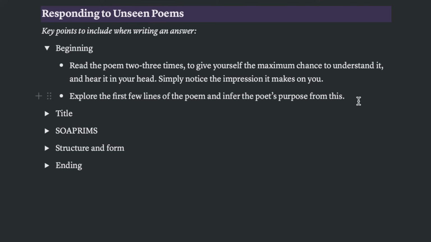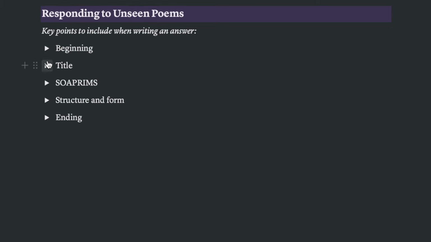So the first thing you need to talk about as soon as you start your essay is the beginning of the poem. As soon as you start your essay, just start talking about the beginning of the poem and what is significant about it. Next, mention the title.